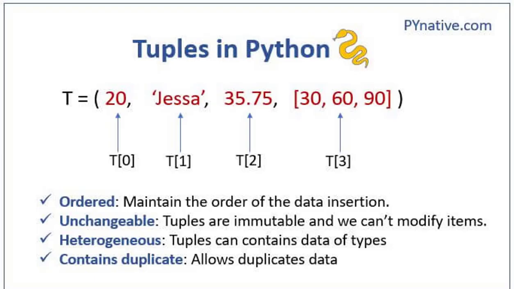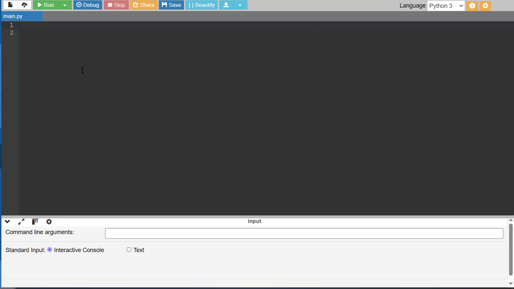Moving on to another type of data collection in Python, tuples are used to store multiple items in a single variable. A tuple is a collection which is ordered and unchangeable. Tuples are written with round brackets. For example, we can create a tuple as follows.